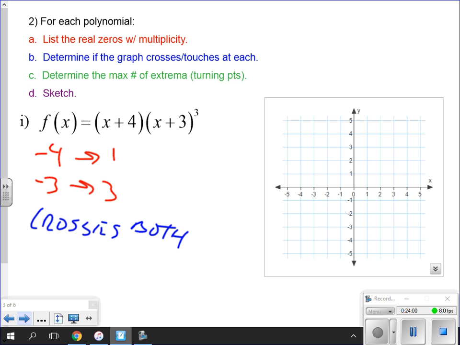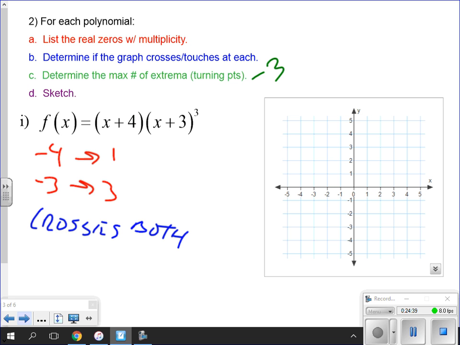If you were to FOIL x plus 3 cubed out, you would have x cubed as your first term. Then you would multiply that times x plus 4, which would give you x to the 4th as your first term. So you have degree 4, which means you have a maximum of 3 extrema. It is possible to have less, depending upon what's going on, but the maximum is 3. So for this one, you have 3.